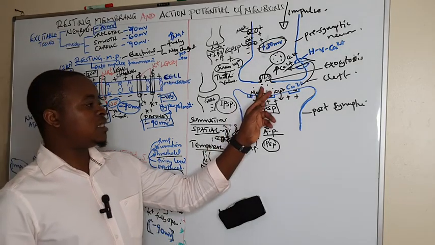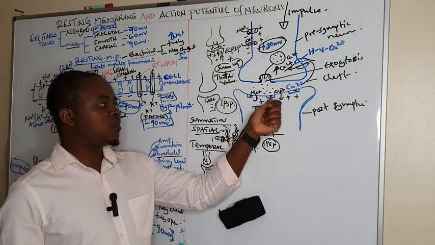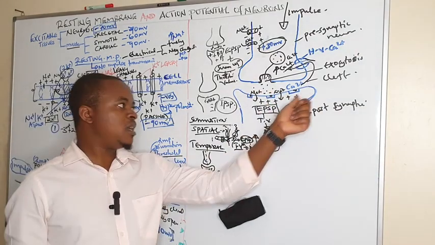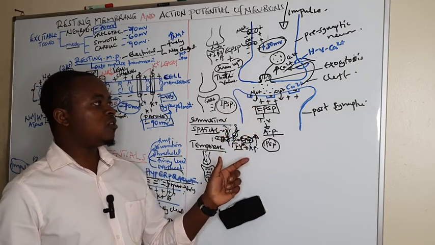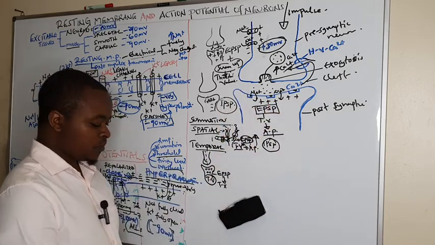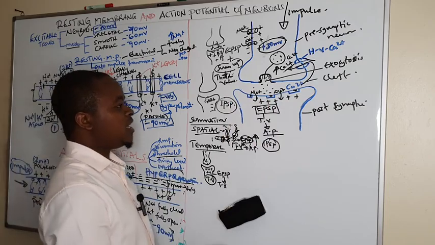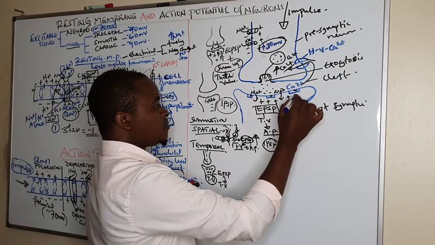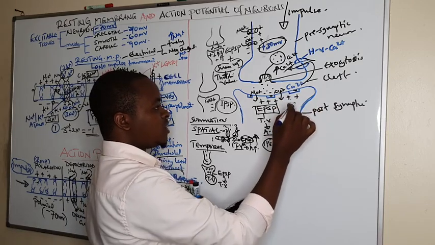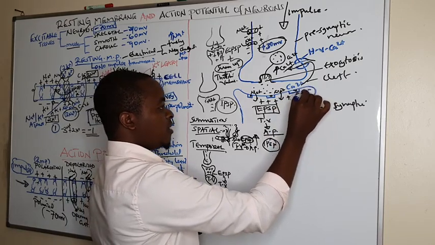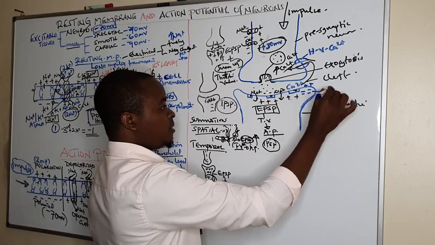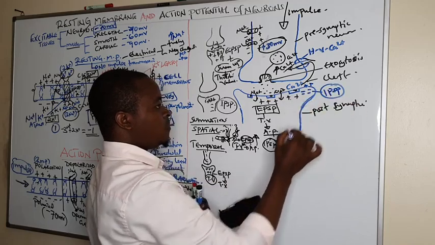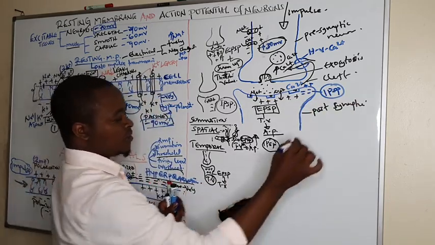And when these are released, they come and attach to the receptors on the postsynaptic neuron. When they attach, they can cause either excitation or inhibition. If it is an inhibitory neurotransmitter like GABA, instead of causing depolarization, it causes hyperpolarization. That is for IPSPs, that is inhibitory.